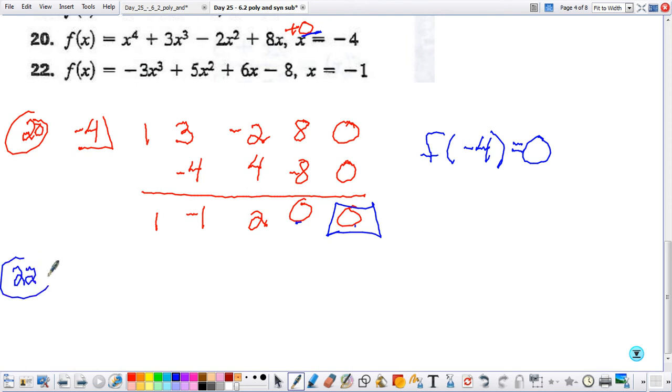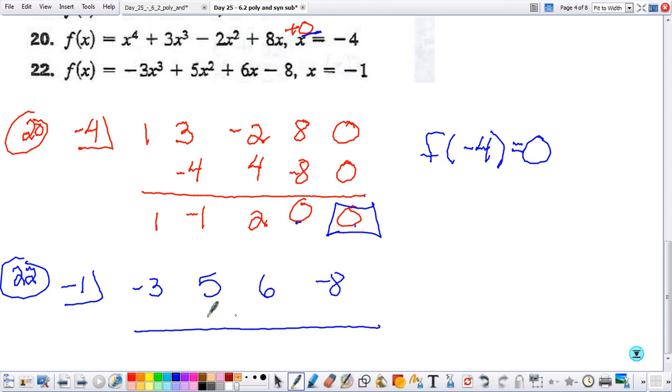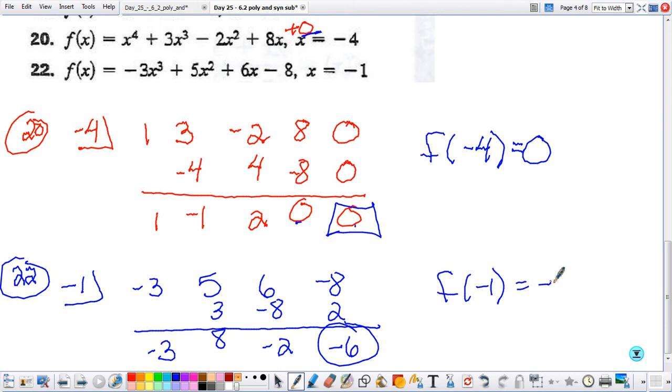Alright, now let's try 22. Negative 1 goes in the corner. All my coefficients. Bring down the first number. Multiply and add. Multiply and add. Multiply and add. So for 22, f of negative 1 is negative 6.